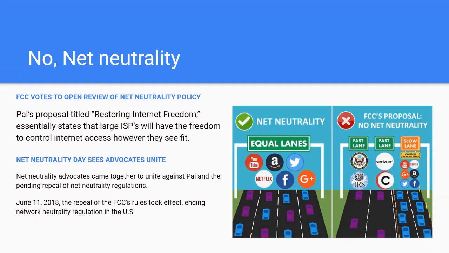At the Net Neutrality Day of Action, websites like Reddit and Netflix displayed messages defending an open internet. Millions of comments were posted on the FCC system and hundreds of thousands signed petitions. Unfortunately, on June 11, 2018, the repeal of the FCC's rules took effect, ending network neutrality regulation in the United States.